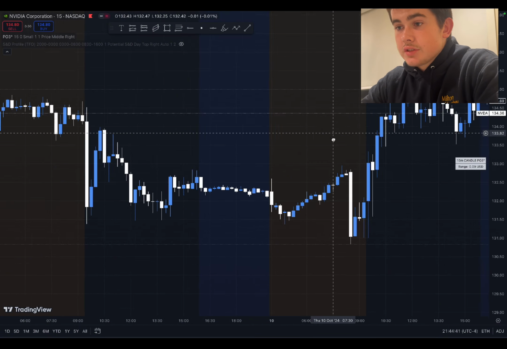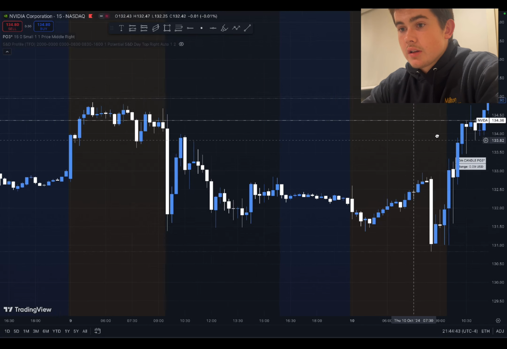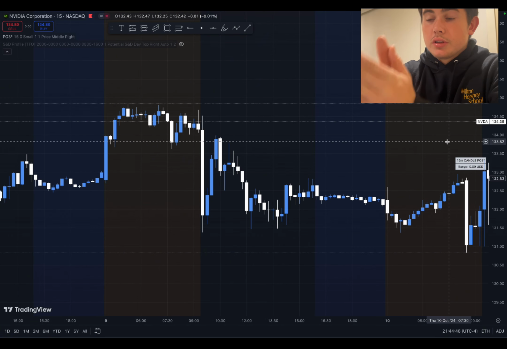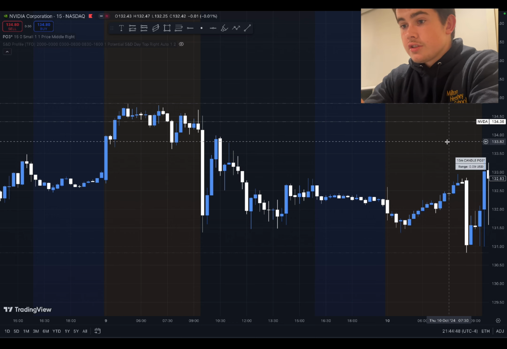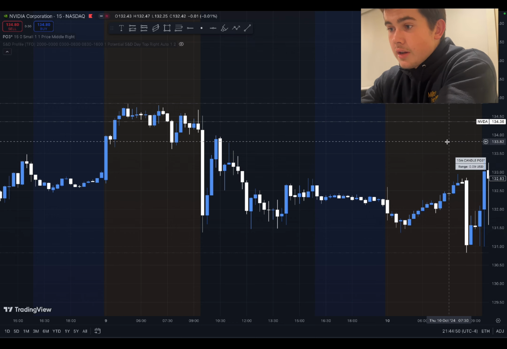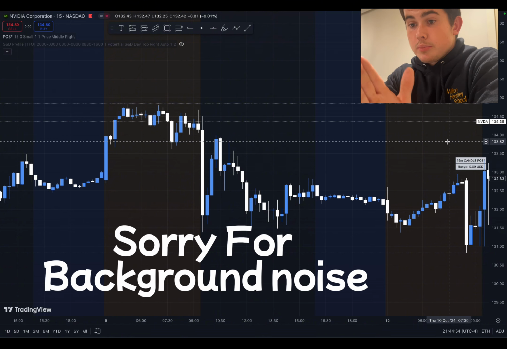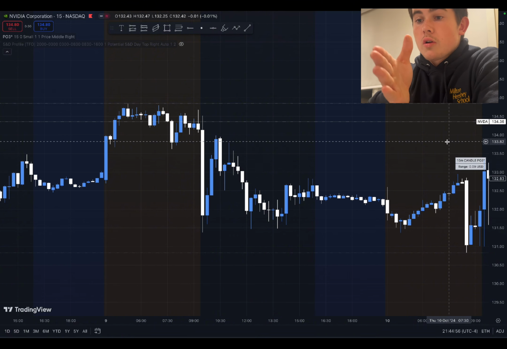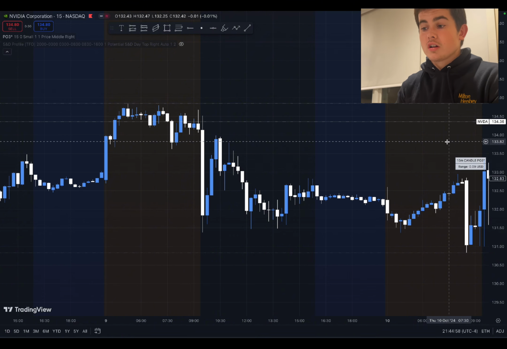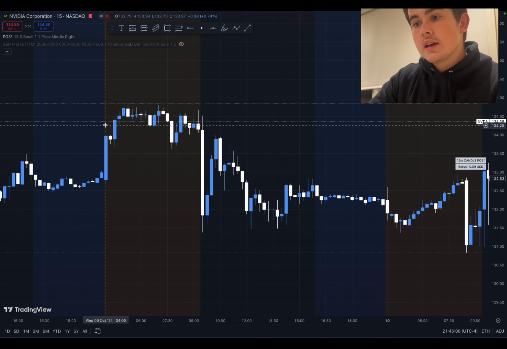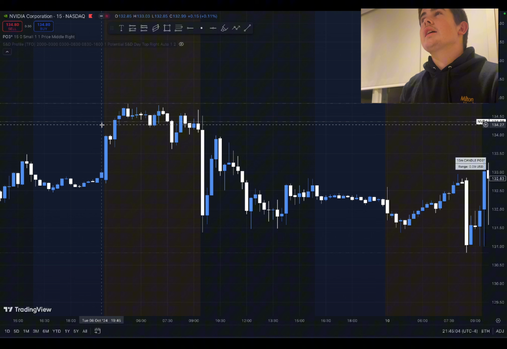As you can tell, you can see these colors. You see the blue, you see the orange, and then you see the dark gray, and then back to blue, and then back to orange. So if you look at the left side where the blue is, that is called post market. That is from 4 o'clock all the way until 9 o'clock.